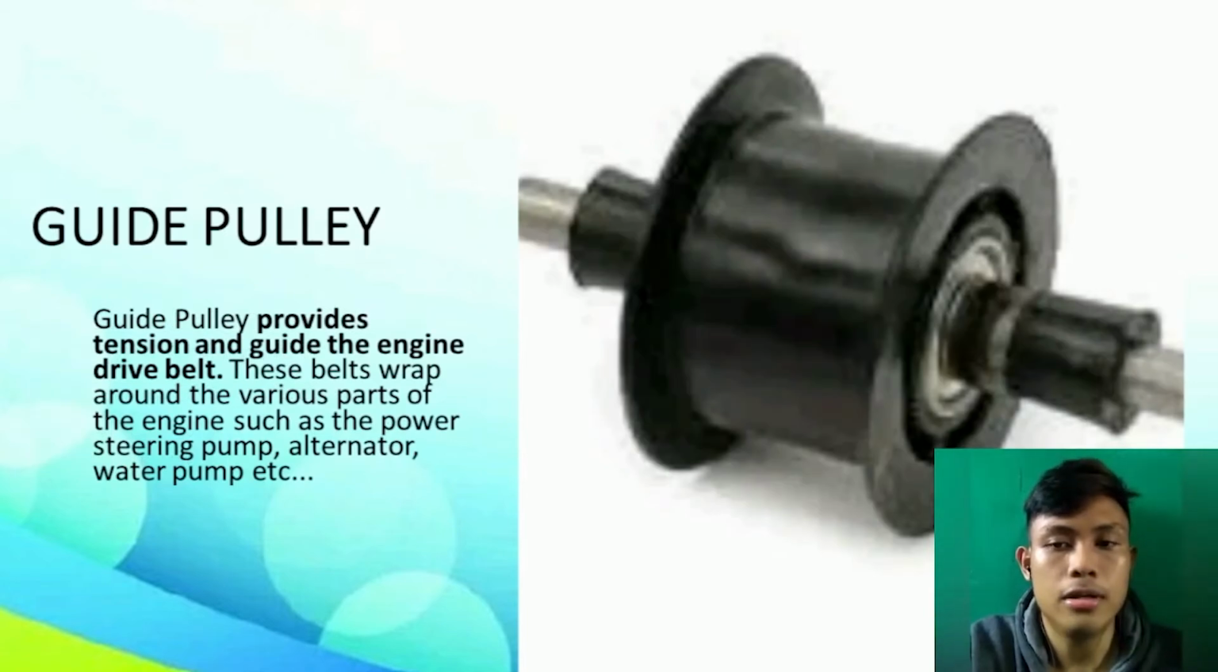Next is the guide pulley. The guide pulley is a common part that is found on the majority of the vehicles on the road. Its primary function is to provide tension and guide the engine drive belt. This belt wraps around the various parts of the engine such as the power steering pump, alternator, water pump, and others.